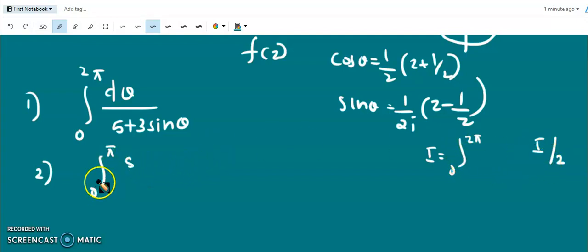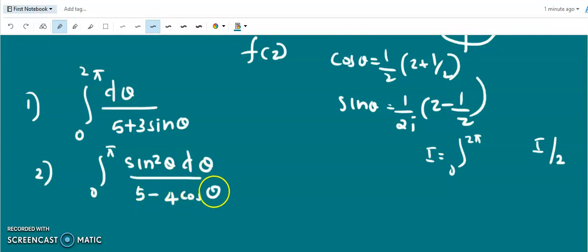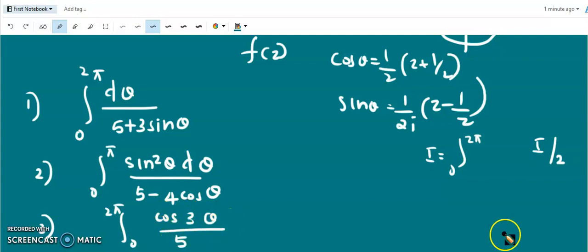So the question is integral 0 to pi sine square theta d theta by 5 minus 4 cos theta. Third one, integral 0 to 2 pi cos 3 theta divided by 5 minus 4 cos theta d theta. Okay, so please do these problems as an assignment.